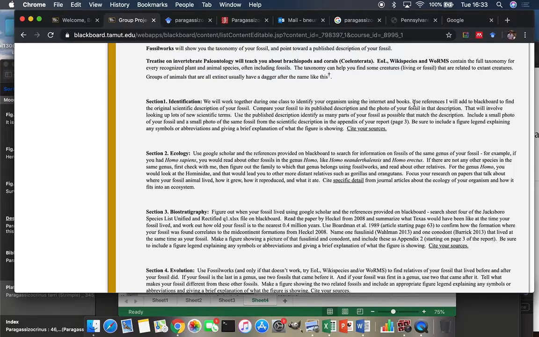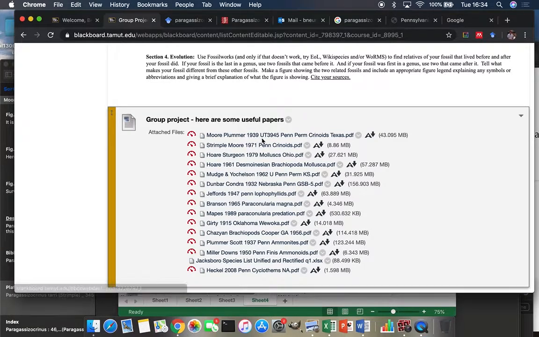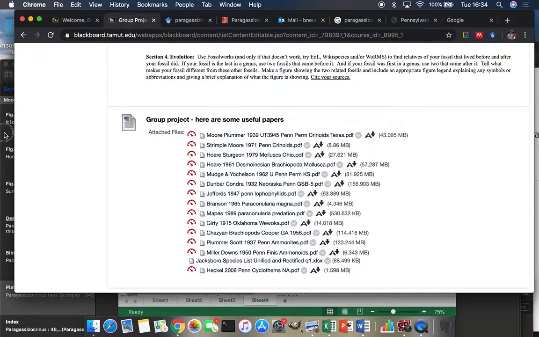And being able to justify something is a big key part of science because other good scientists won't believe you unless you can back it up with some facts and references. So that's what we're going to do. And so, as it says here, we're going to use references that I will add to Blackboard to help you. And so for Paragaseocrinus, I would have given you the paper called Moore and Plummer 1939, crinoids from Texas. And so I've got that one open over here.